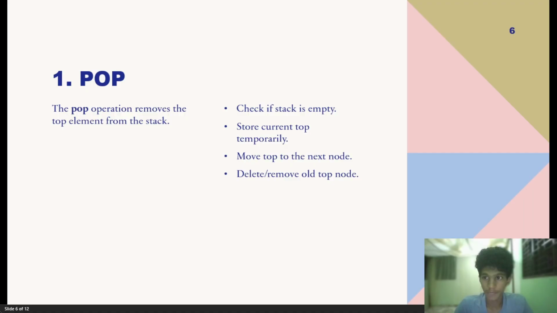So, the pop operation. The pop operation removes the top element from the stack. First, we check whether the stack is empty. If the stack is empty, we cannot remove anything. If the stack is not empty, we temporarily store the current top node. Then we move the top pointer to the next node. Finally, we delete the old top node. This operation is efficient because it only works with the top element.